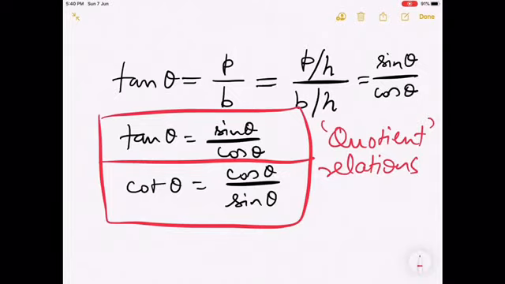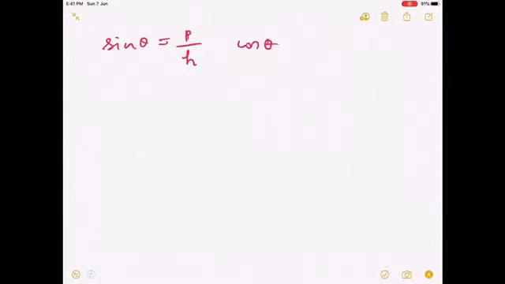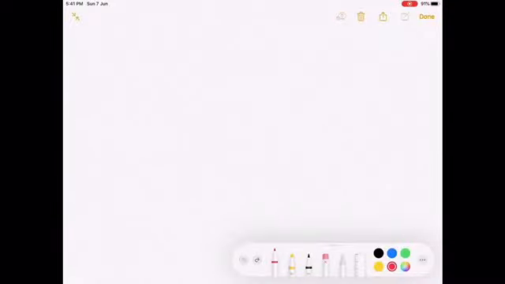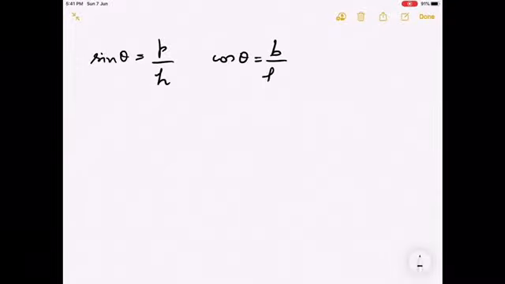Now let us consider a few more things here. Let us consider the ratio of sin theta and cos theta. Let me just write down once again. Sin theta is equal to perpendicular upon hypotenuse and cos theta is equal to base upon hypotenuse.